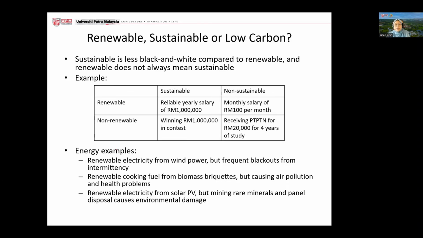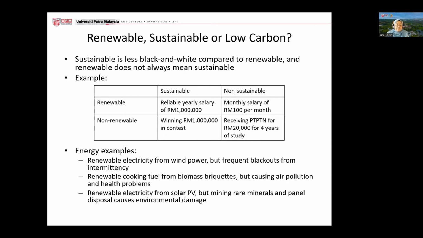What about if you win 1 million ringgit in a contest? It's one off, meaning that it's not renewable, but it is sustainable in a way, because you have 1 million and you can use that to cover your expenses for the rest of your life. This is like back towards your spending habits. Kalau you borrow apa, sejuta pun tak cukup kan.